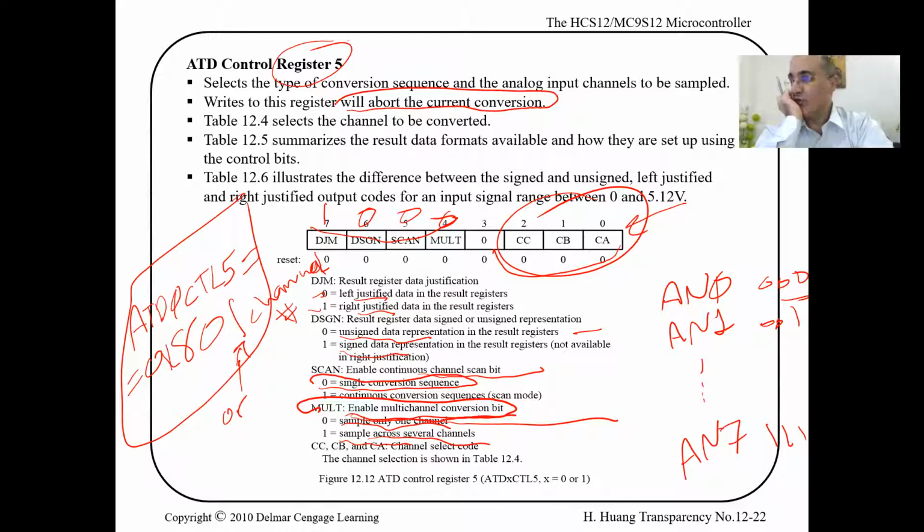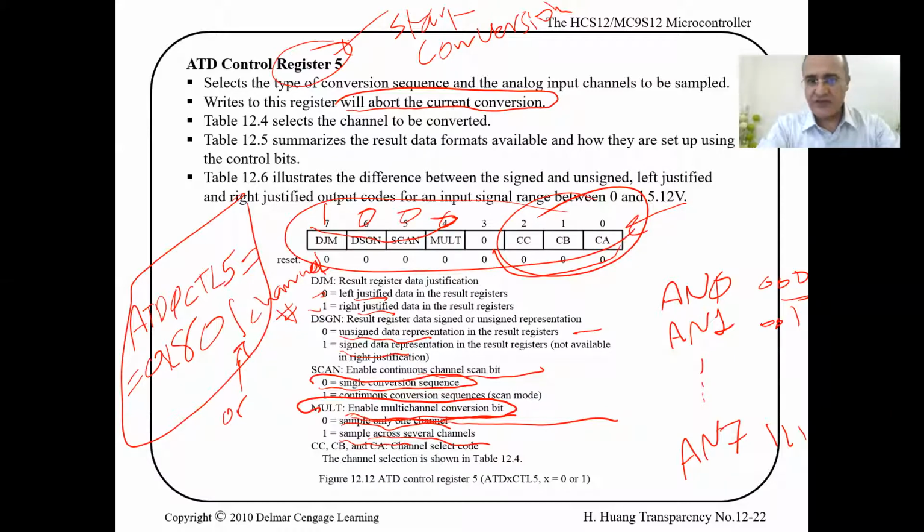Also, any write to this register will start conversion. Stop ongoing conversion, start a new conversion. So there is no specific bit to say start converting. The moment you write to this register, decide the bit, the channels, you will start converting and sampling the voltage on that channel. Okay, so to start our reading, we will need to write to register 5.